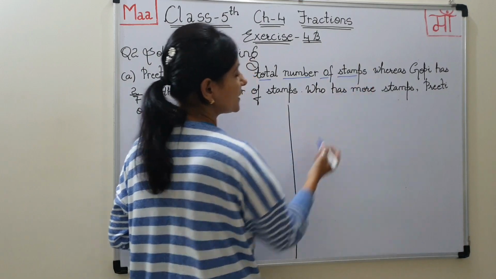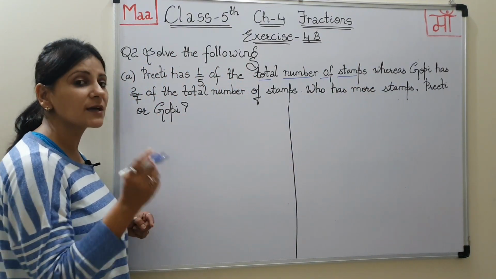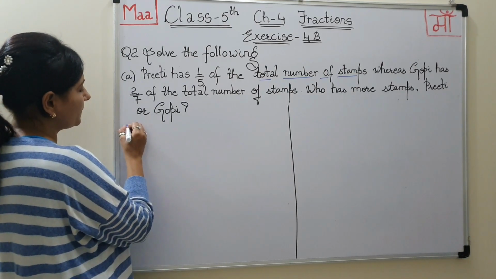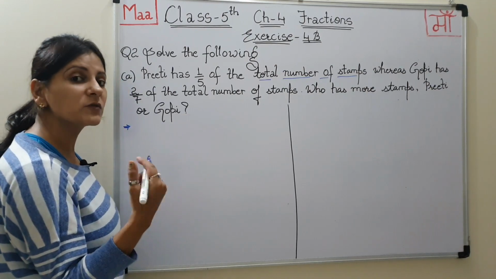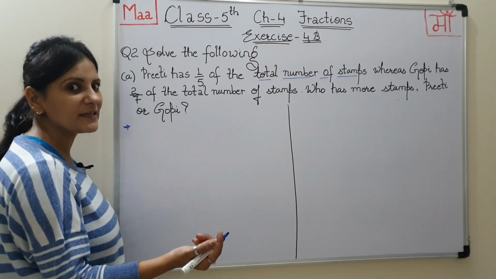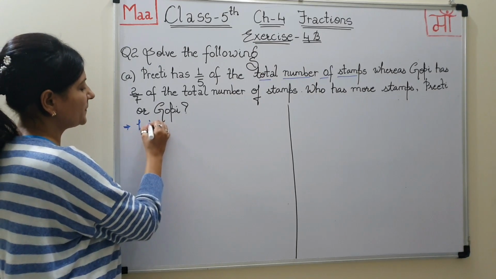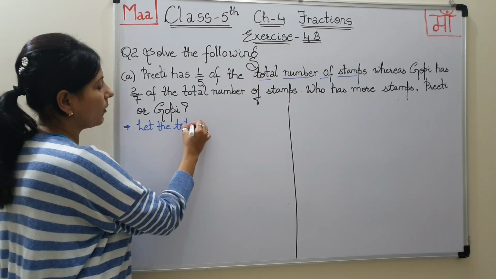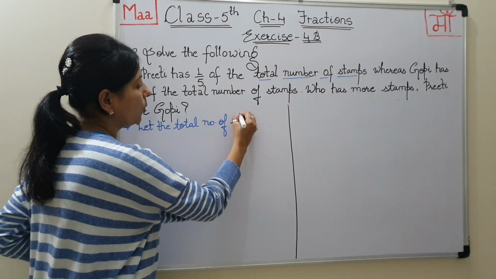जो टोटल नंबर ऑफ स्टेम्स है उसका फ्रैक्शन यहाँ पे दे रखा है, बट टोटल नंबर ऑफ स्टेम्स का नंबर नहीं गिवन है क्वेश्चन के अंदर. तो अगर टोटल नंबर ऑफ स्टेम्स का नंबर नहीं गिवन है तो हम उसको कंसिडर करेंगे, हम मानेंगे अपनी तरफ से कि टोटल नंबर ऑफ स्टेम्स है 1. सो सबसे पहले आप लिखेंगे लेट द टोटल नंबर ऑफ स्टेम्स बी 1.